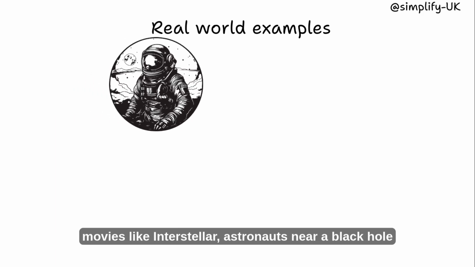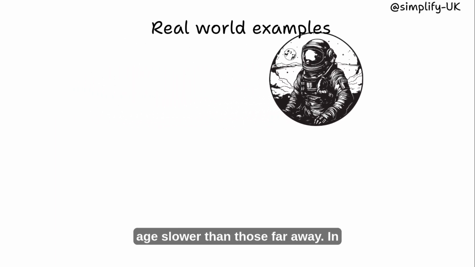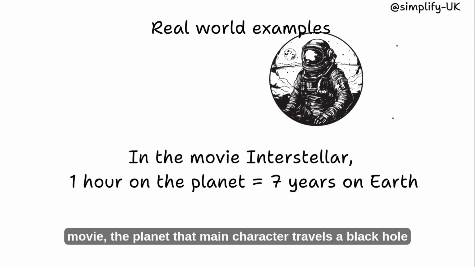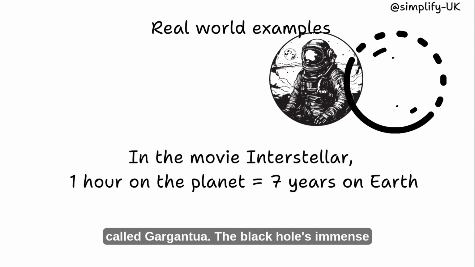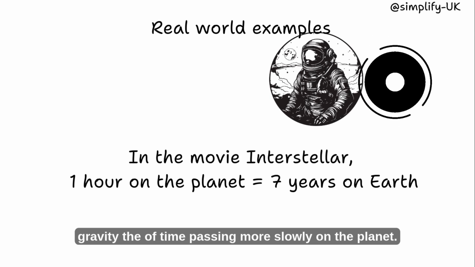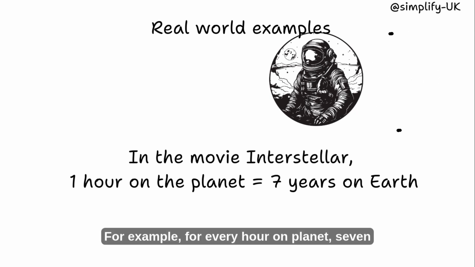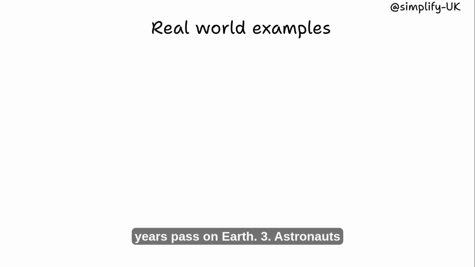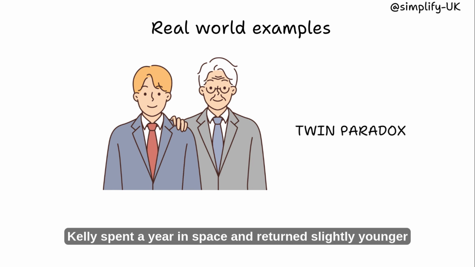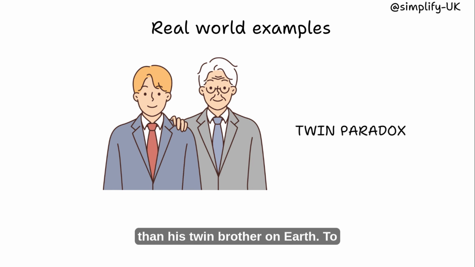In movies like Interstellar, astronauts near a black hole age slower than those far away. In the movie, the planet that the main character travels to orbits a black hole called Gargantua. The black hole's immense mass causes time to pass more slowly on the planet. For example, for every hour on the planet, 7 years pass on Earth. 3. Astronauts age slower in space. Astronaut Scott Kelly spent a year in space and returned slightly younger than his twin brother on Earth.